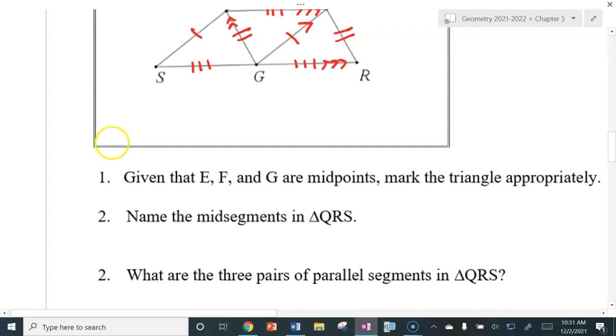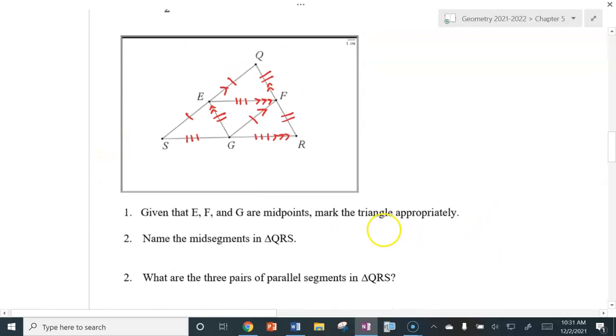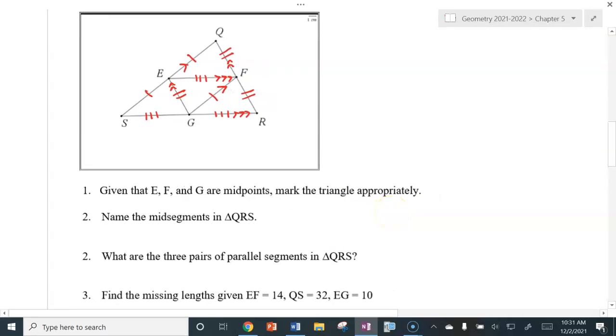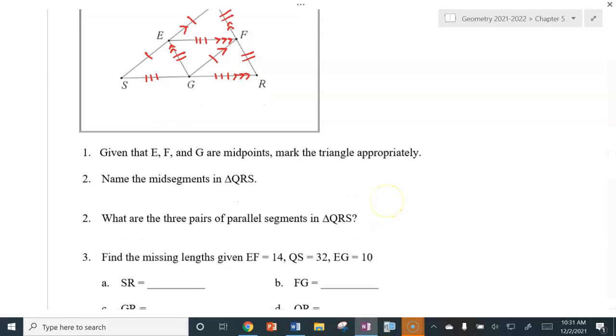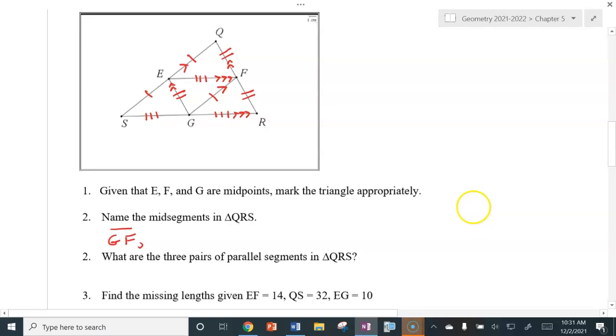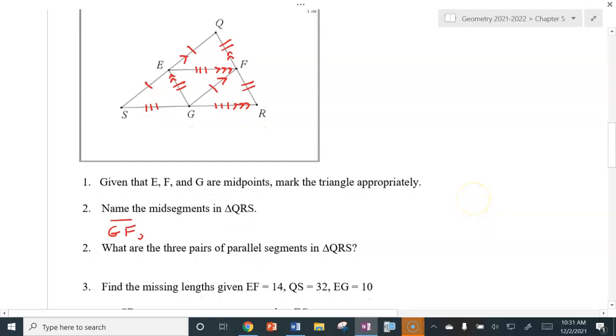We're going to name the midsegments in triangle QRS. So we have line segment GF, that's a midsegment, and we have line segment GE, that's a midsegment, and lastly, line segment EF.